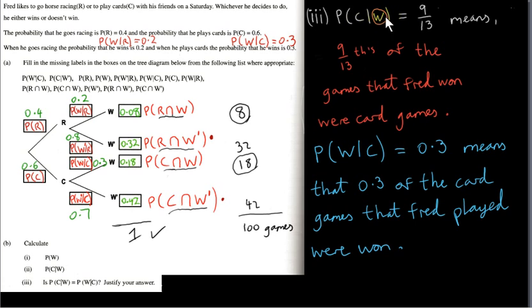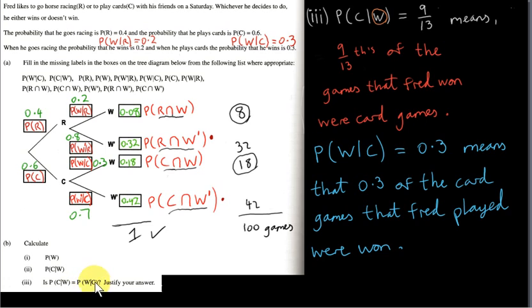So if we knew the total number of games that Fred won, maybe it's 100 games, then we get 9/13 of 100, and that would give us the number of those games that were card games. Of course, that means that the remainder, which is 4/13 of the games that Fred won, were racing games.